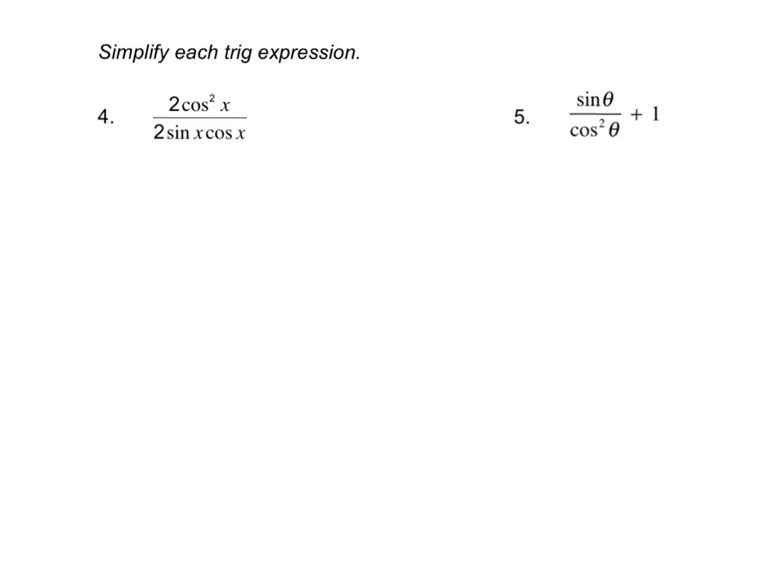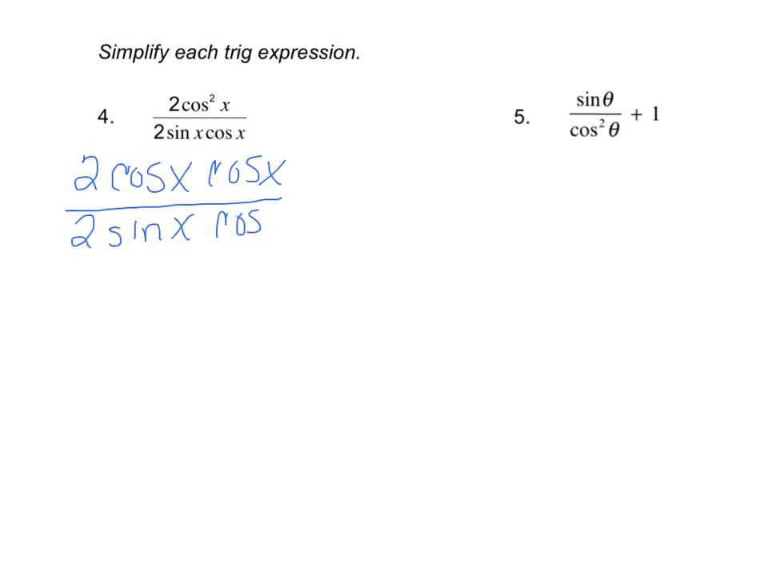Alright, they want us to simplify. Remember, the object of the game to simplify is to factor and cancel as much as you can. Alright, so on the top I have 2 cosine squared of x. The only thing I can do is factor that out to be 2 cosine of x times cosine of x. There's nothing more I can do because there's no addition or subtraction signs. On the bottom, there's really nothing I can do, so I'm going to bring it down as 2 sine of x cosine of x. I can't GCF or go to two binomials.